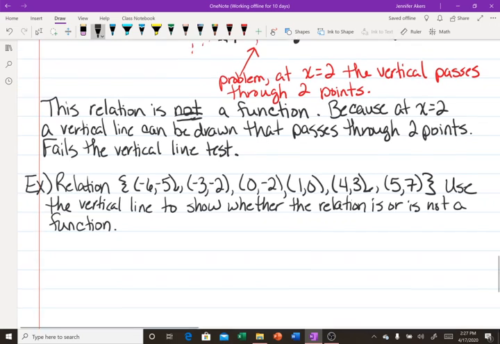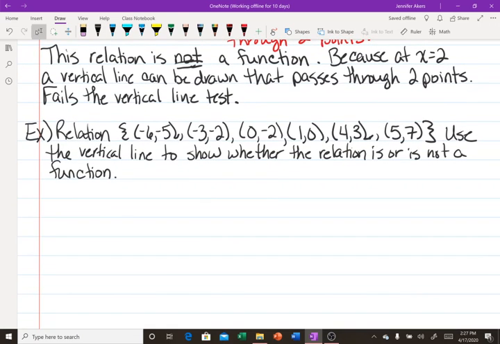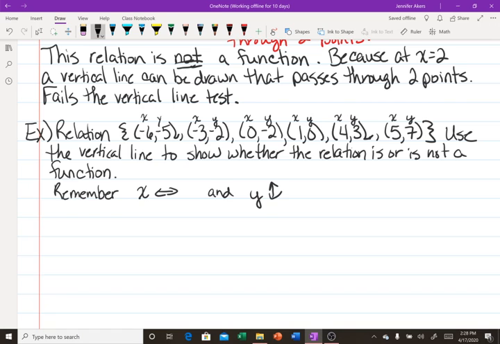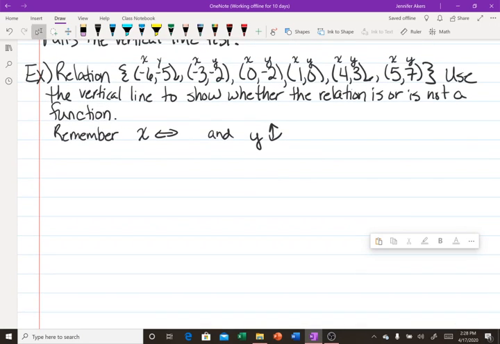Okay, to use the vertical line test, we need a graph. Remember, ordered pairs are x's, then y's. Remember, x is the horizontal, and y is the vertical. Alright, so let's make a coordinate plane.